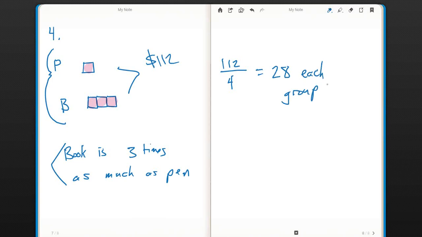Always go back and read the question that you're trying to answer. It wants you to find the cost of the book. A book is 3 groups. So 28 times 3 is equal to $84. And that is the cost of a book.